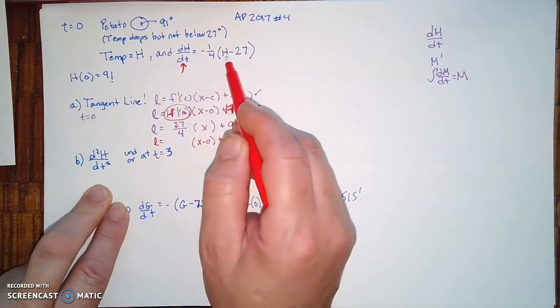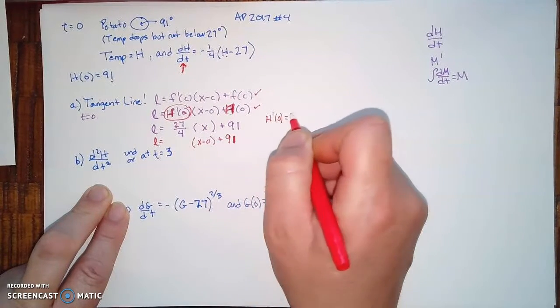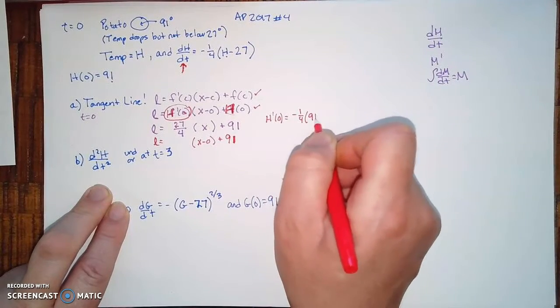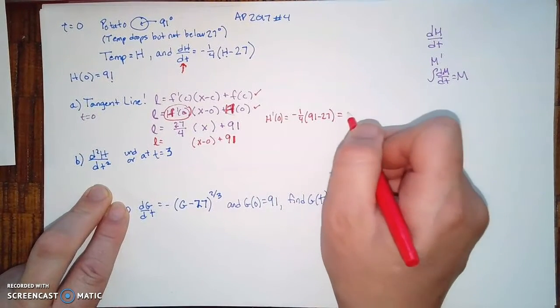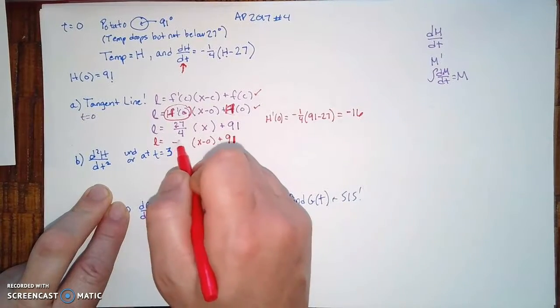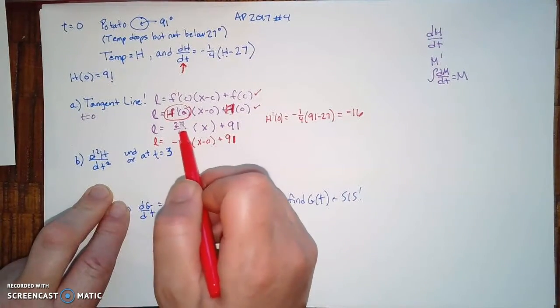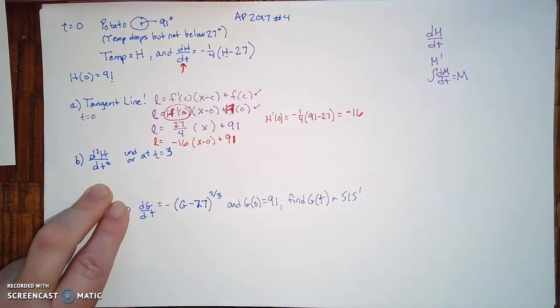Put 91 into that equation. So h prime of 0 would be equal to negative 1/4 times 91 minus 27. If I put that in the calculator, I end up with negative 16 as my answer. That's my equation there. If you got this number wrong, as long as you did the other parts correctly, you'd get full credit for the problem.